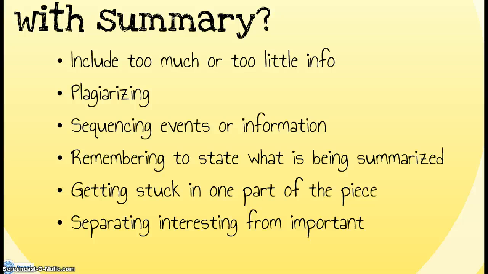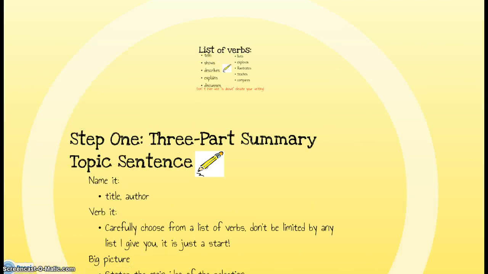Remembering to state what's being summarized. Sometimes students will forget to say "In Winter Girls, a book by Laurie Halse Anderson," and then say their summary. So remember to introduce the text that you're about to summarize in the first sentence. And then they get stuck on one part instead of giving a little bit from the beginning, a little bit from the middle, a little bit from the end, that BME summary. And they look at maybe facts that are interesting to them, but that doesn't mean it's necessarily important in the piece. So you're looking for just the main points that are important, okay?